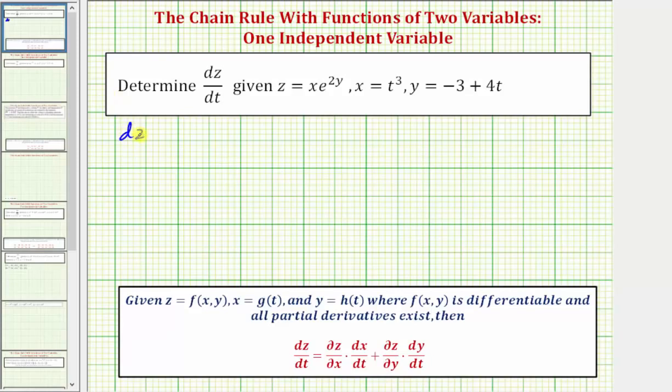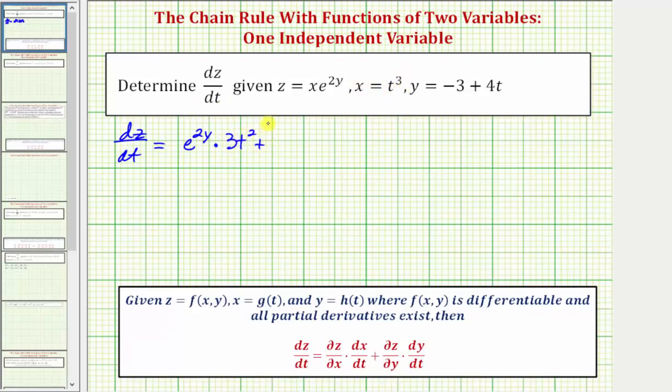So we have dz/dt is equal to, again, the partial derivative of z with respect to x. So we'll differentiate z with respect to x, treating y as a constant. And because the derivative of x with respect to x would be equal to 1, our partial derivative with respect to x would be 1 times e to the 2y, or just e to the 2y. And then we have times dx/dt. The derivative of x with respect to t would just be 3t squared.